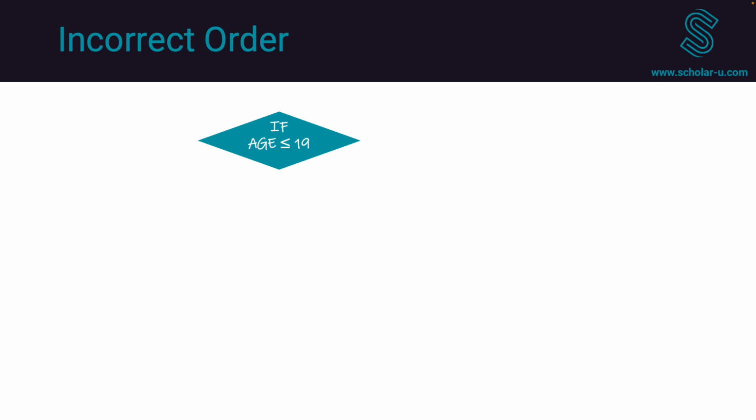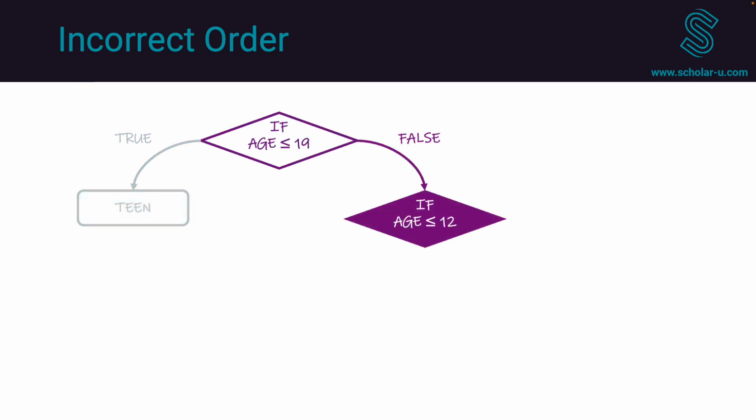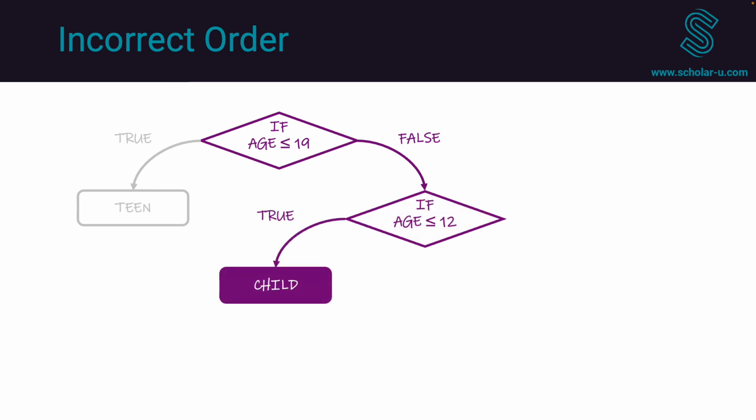Let's say we first ask if the person is less or equal than 19 years old. If so, we're going to label them as teen. However, if this is not the case, we're going to ask a secondary question. Is this person less or equal than 12? If so, we're going to label them as child. When we think about this carefully, we notice that this option will never occur in reality. For example, a 5-year-old in the first question would have been labeled as teen and never reach the second question. Therefore, the order of these two questions makes a difference.